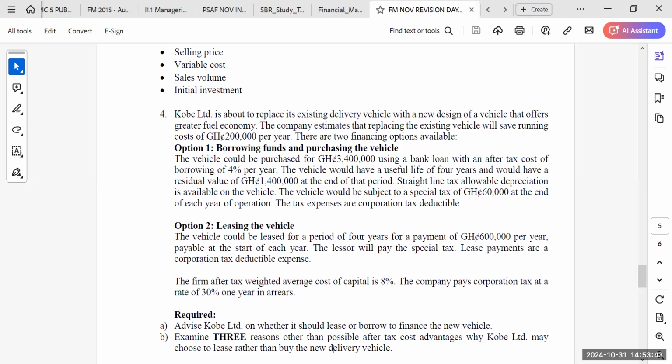I'm waiting for a response. So if it is the entity's one, if you subtract the residual value from the cost and you divide it by the number of useful years, you get 500,000.